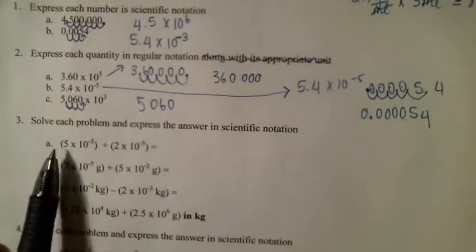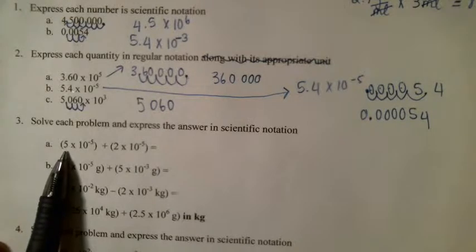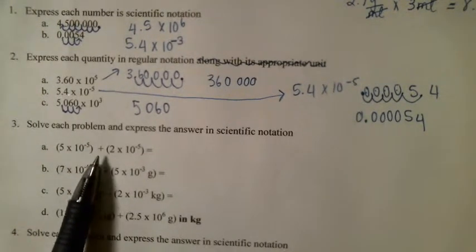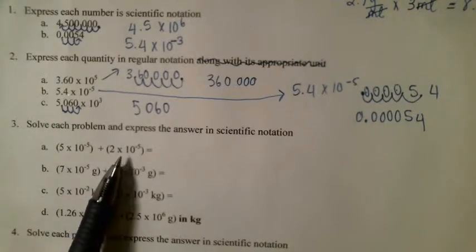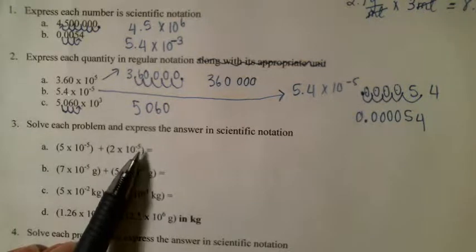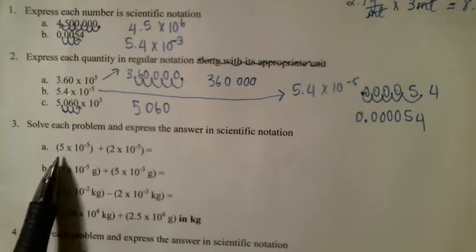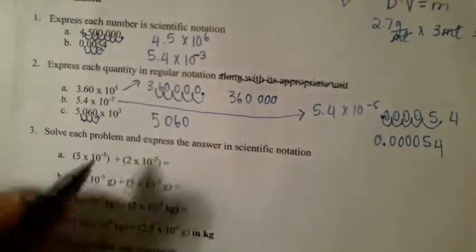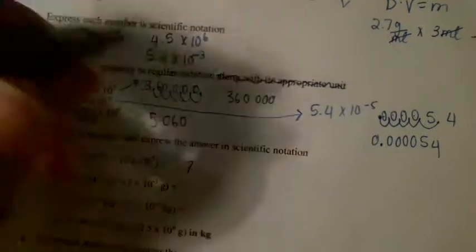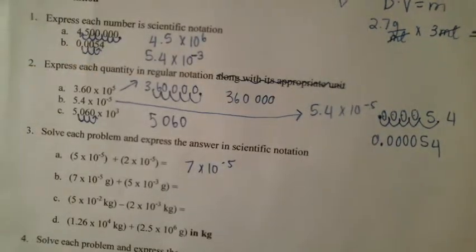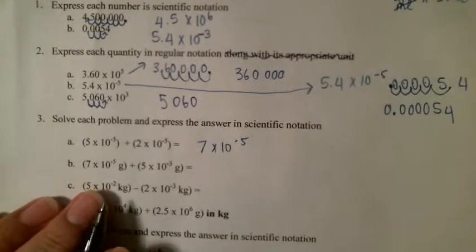Let's look at A. It states here that you have 5 times 10 to the negative fifth plus 2 times 10 to the negative fifth. Here our exponents are the same. They're both negative 5. So in this case, we can just add normally. 5 plus 2 equals 7, times 10 to the negative fifth. Let's look at the next one.